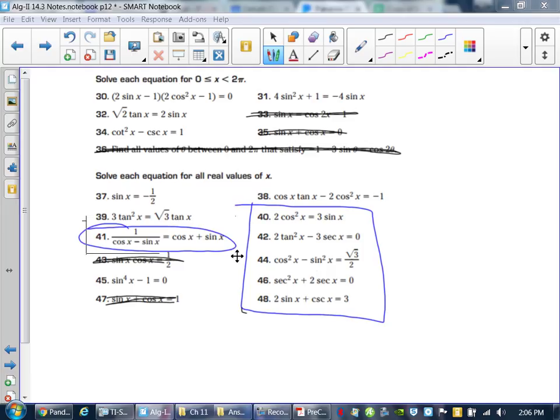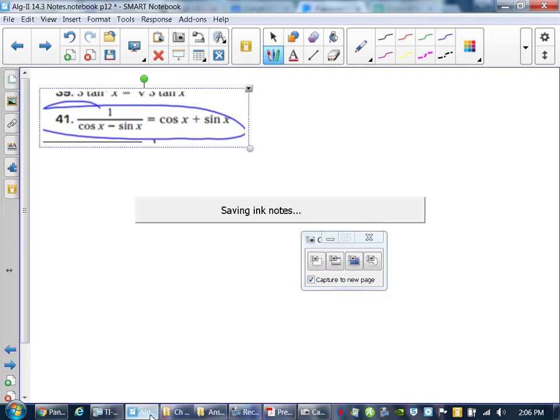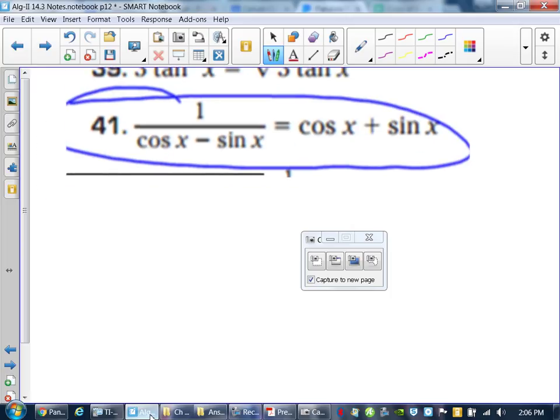Don't you just flip it, or you multiply by? Again, there's a really easy way to work with 41. Get rid of the fraction.